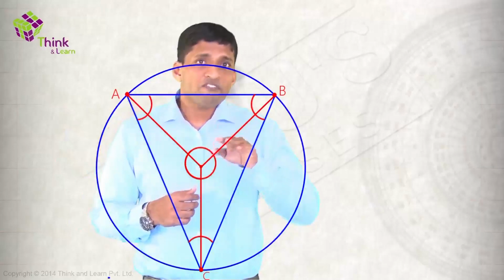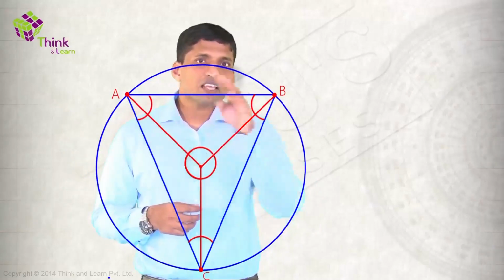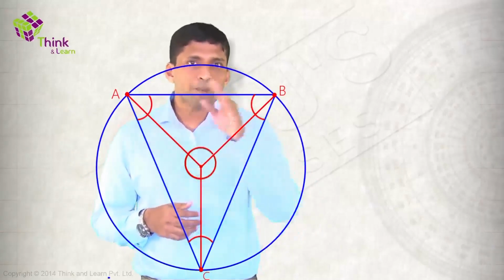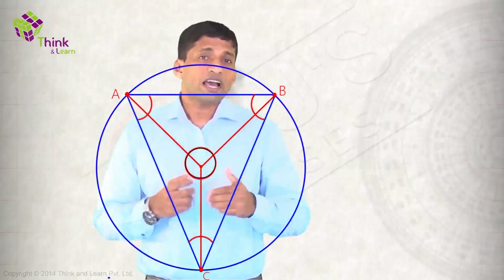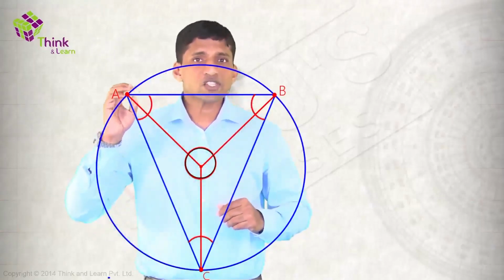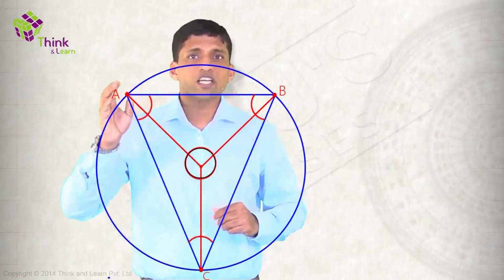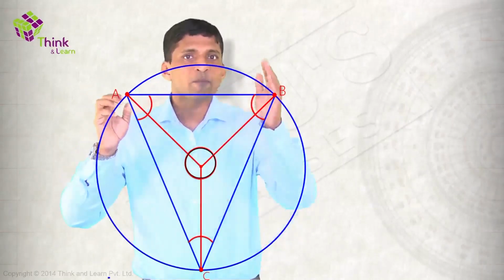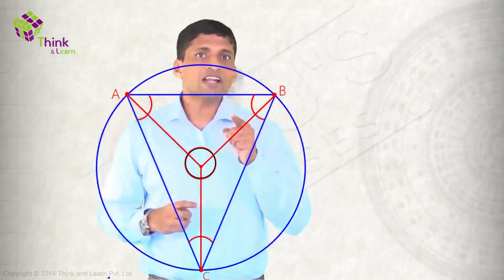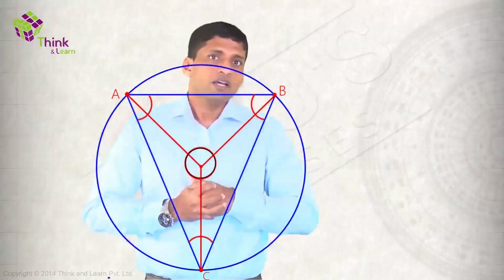Now, if I take all the 3 central angles together, that will complete a circle. And if I take the 3 angles subtended on the circle, that is angle A plus angle B plus angle C, that will complete a triangle.